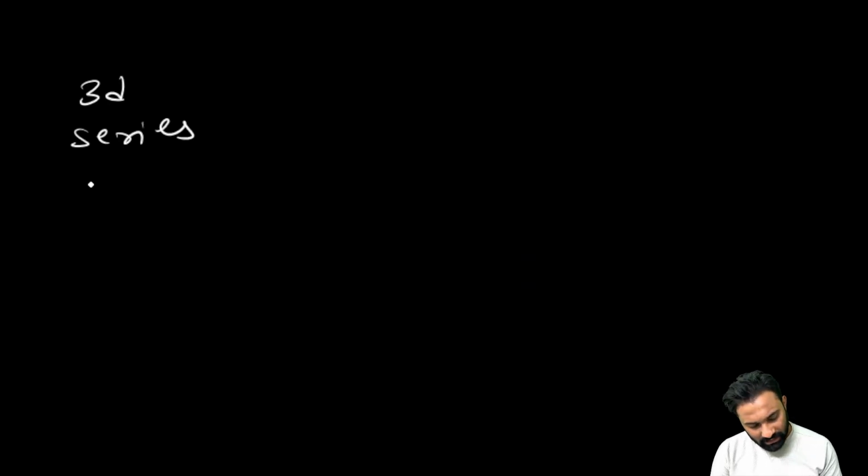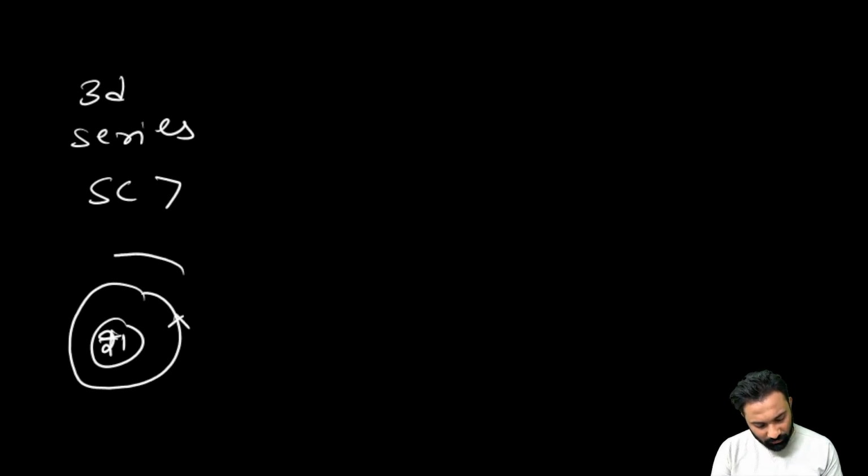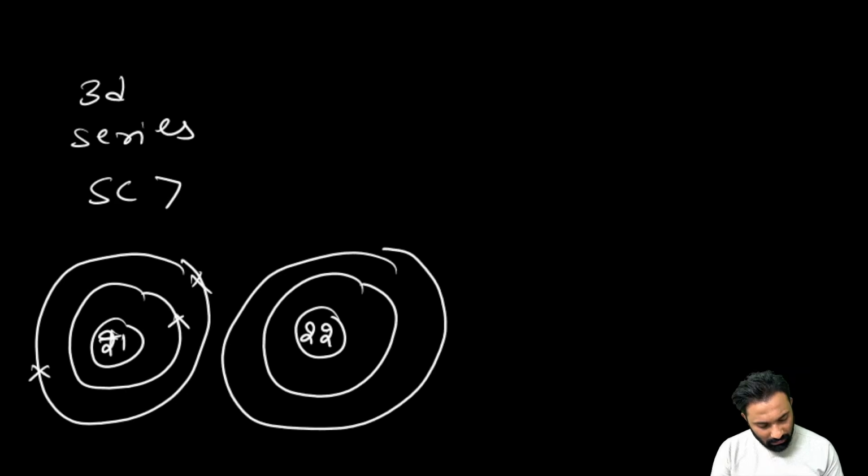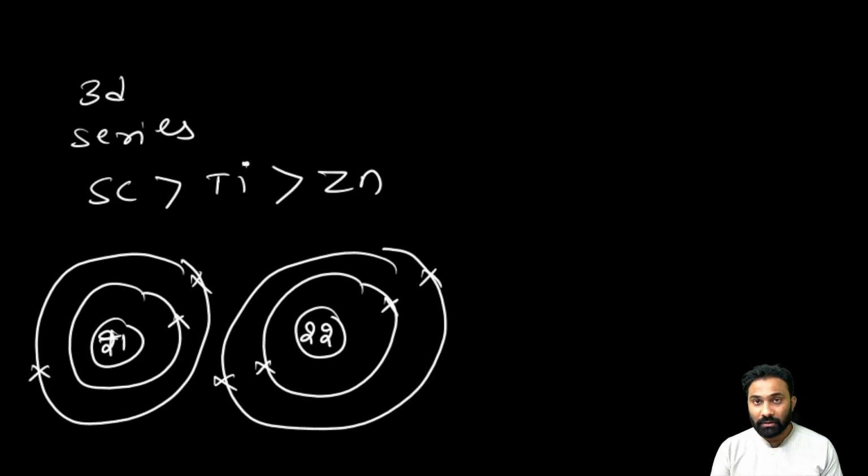Now we'll see. The size order we got, first is scandium, because here you can see 21 protons and 1 d electron and 2 valency electrons, right? When it comes to titanium, 22 nuclear charge, and here the 2 s electrons, and inner 2 d electrons, right? But when it comes to the next, we expected that the next should be vanadium, but here we get zinc. But why has the zinc size come?